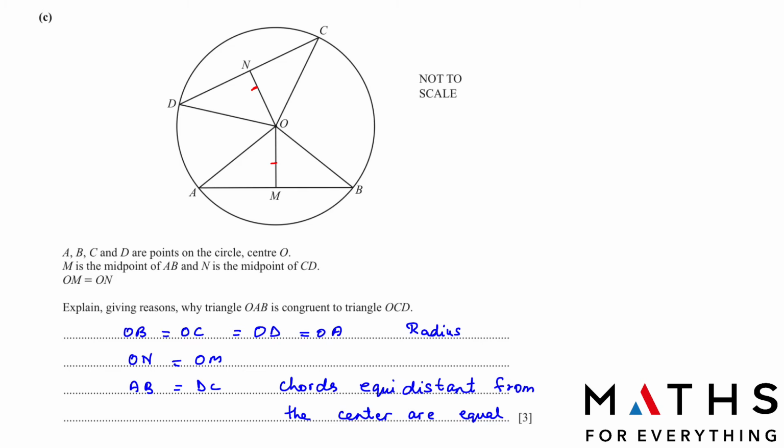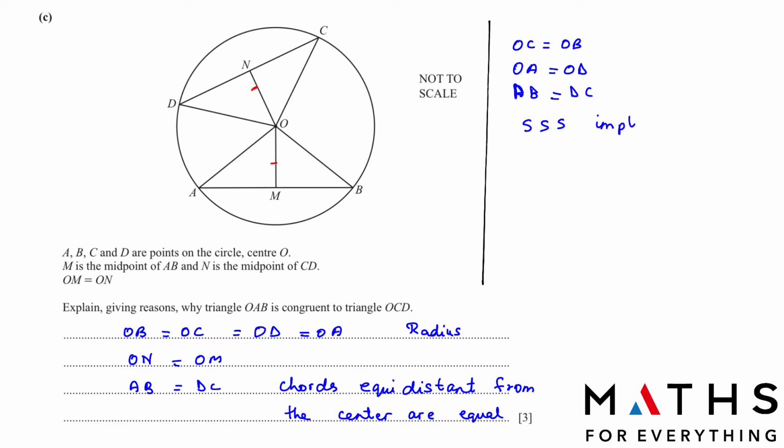And we have 3 sides which are equal. OC is equal to OB and OA is equal to OD, and the third side AB is equal to DC. So 3 sides are equal. Therefore, side side side implies congruent.